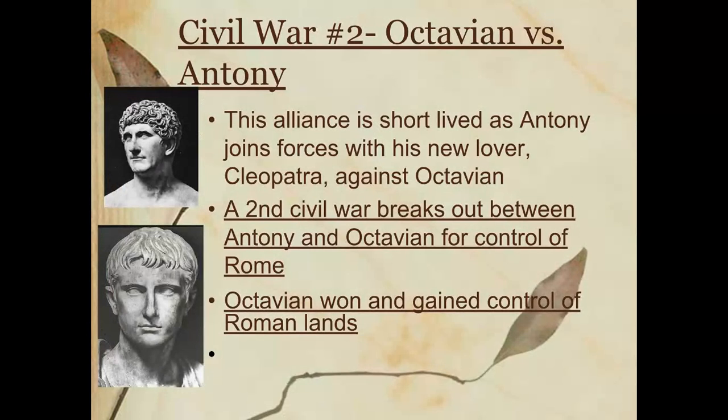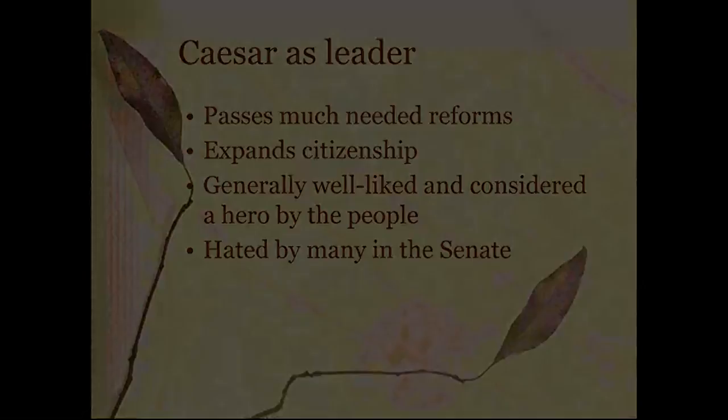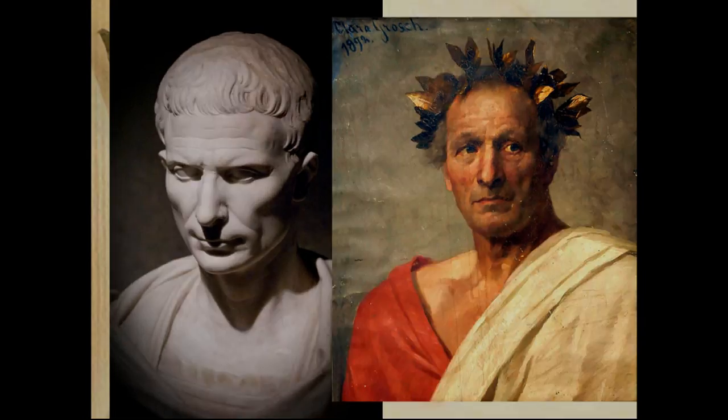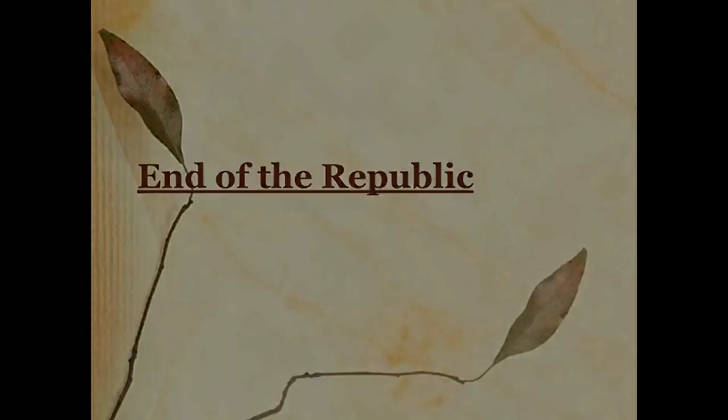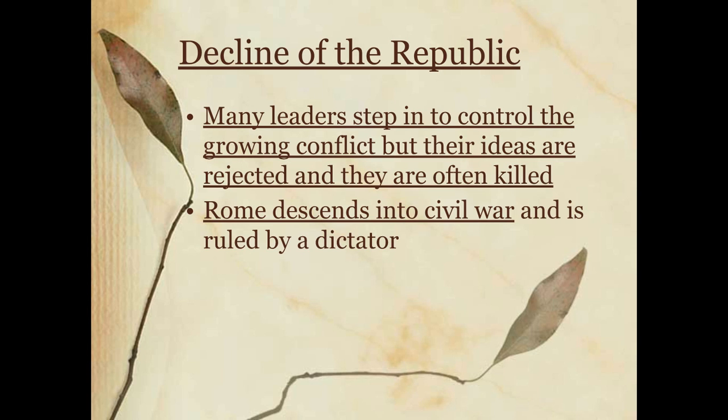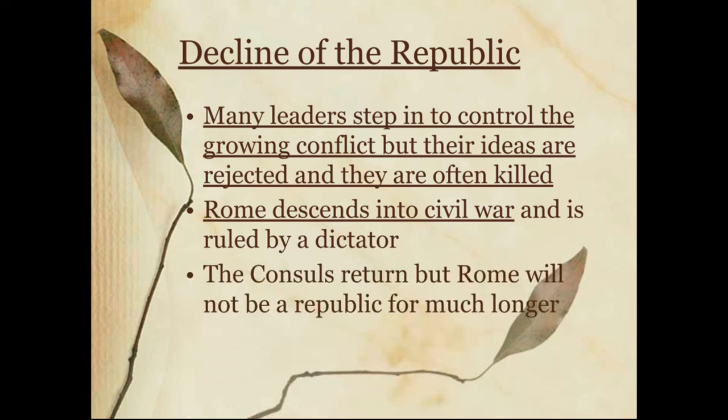So in short, the end of the Republic came because of the Punic Wars. Leaders tried to fix it, did not work. Rome goes into civil war, yay. A dictator comes in, tries to fix it, doesn't work, but the dictator also is part of the problem.